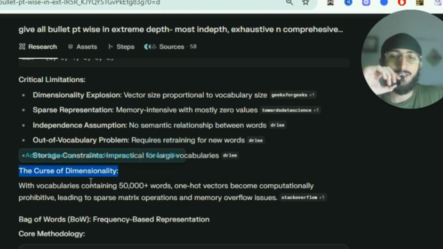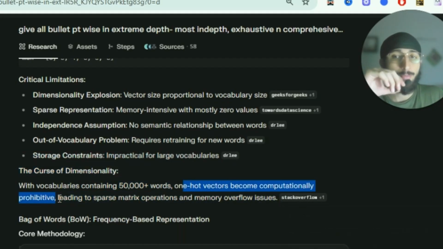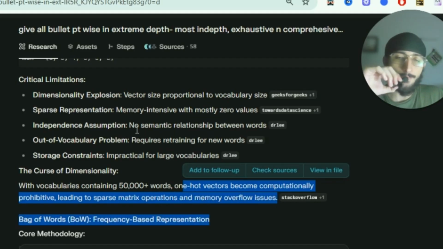And the curse of dimensionality: with vocabularies containing 50,000 plus words, one-hot vectors become computationally prohibitive, leading to sparse matrix operations and memory overflow issues.